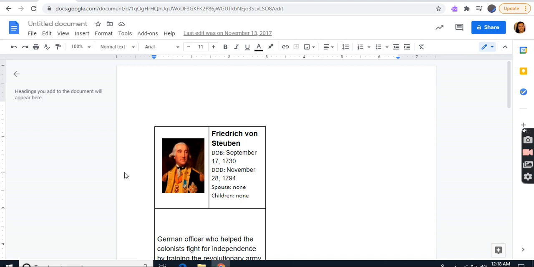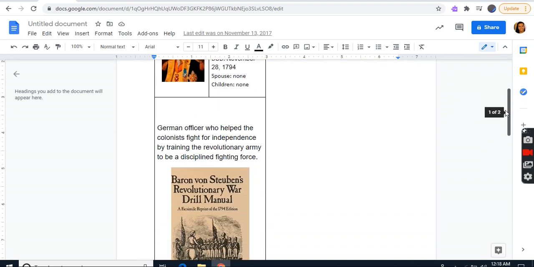All right, let's talk about Friedrich von Steuben. Date of birth, September 17th, 1730. Date of death, November 28th, 1794. Spouse none, children none. German officer who helped the colonists fight for independence by training the Revolutionary Army to be a disciplined fighting force.